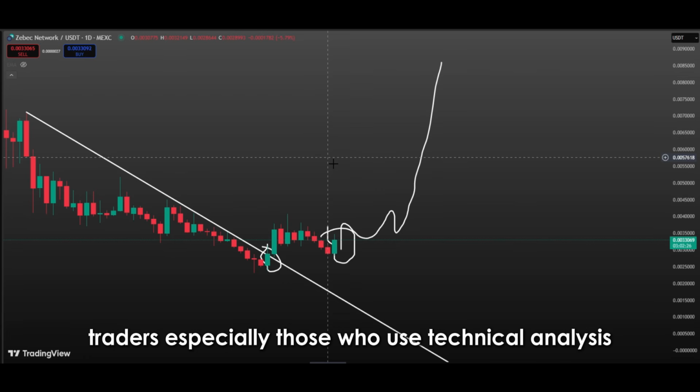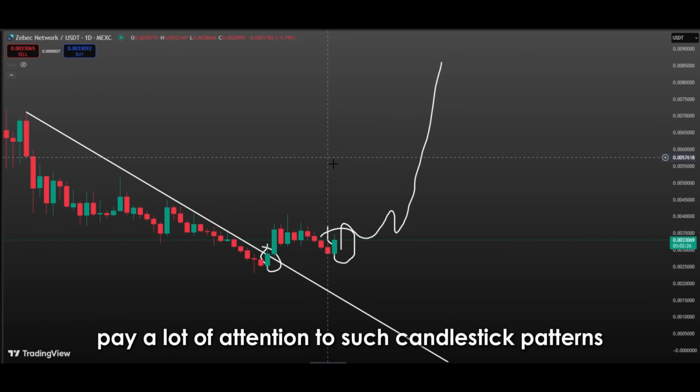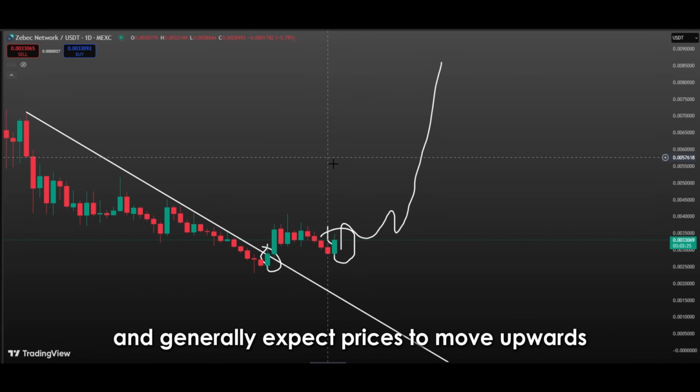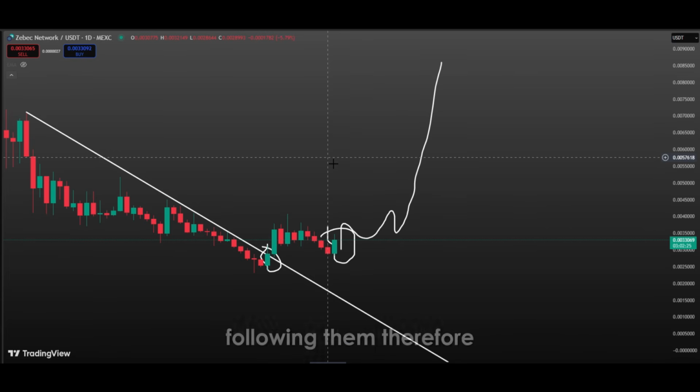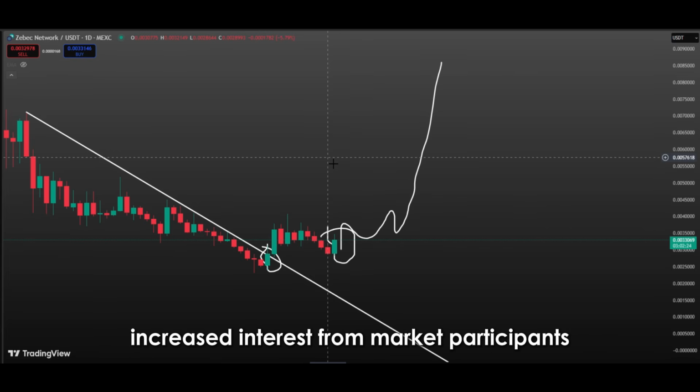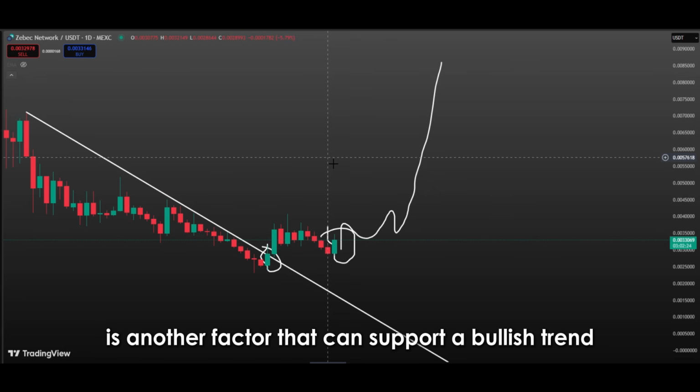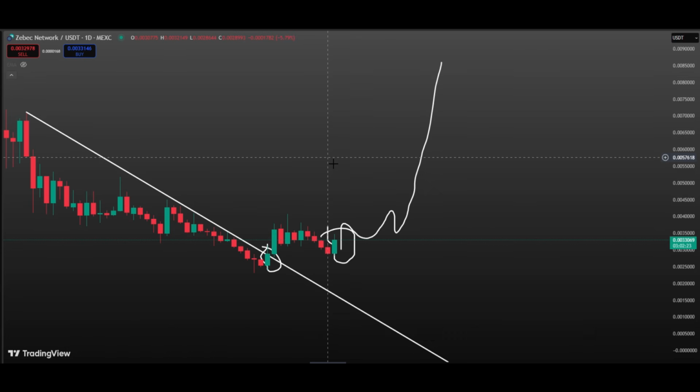Traders, especially those who use technical analysis, pay a lot of attention to such candlestick patterns and generally expect prices to move upwards following them. Therefore, increased interest from market participants is another factor that can support a bullish trend.